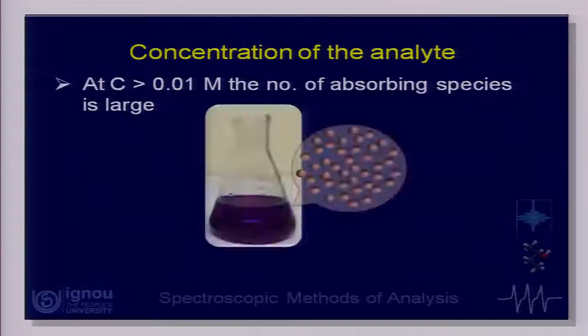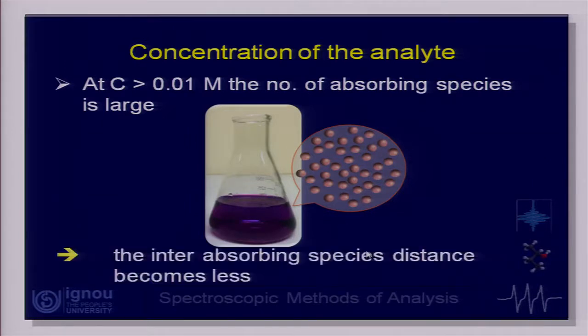But when the concentration increases, say at concentrations greater than 0.01 molar, again I am repeating, it is an indicative number. What you find at high concentration is that the same KMnO4 has a much larger number of absorbing species. Since the number of absorbing species has increased, that leads to some kind of interaction between them. At low concentration, the species were randomly distributed away from each other. At high concentration, the species come too close to each other, and then they start influencing one another.